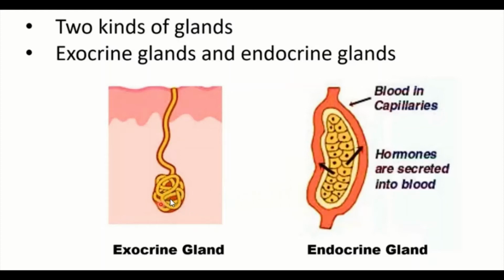Exocrine glands secrete secretions, which are not hormones. But here the endocrine glands secrete hormones. These hormones are diffused into the bloodstream. So this is a blood capillary. The secretions are diffused into the bloodstream and circulated throughout the body. Here there are no ducts. Understand? Exocrine glands have ducts to carry their secretions, but here there is no duct. Directly the hormones are diffused into the blood capillaries and carried throughout the body.